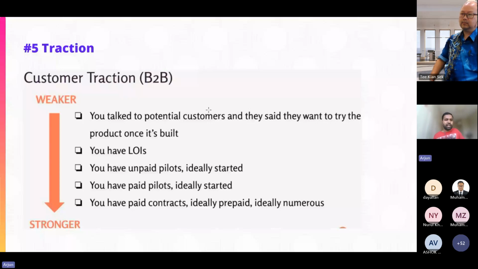The second level of traction is letters of intent, which are called LOIs. The third level of traction is unpaid pilots. The fourth level is paid pilots. The fifth level is paid contracts. So these are all stronger tractions that you can achieve, and you should aim to achieve such tractions.